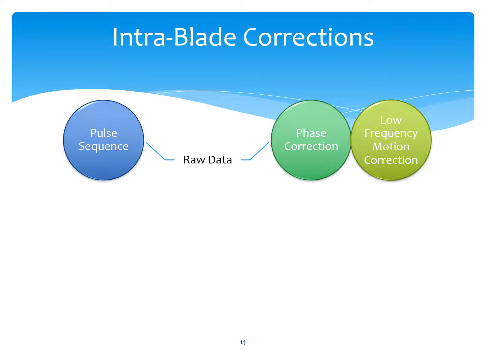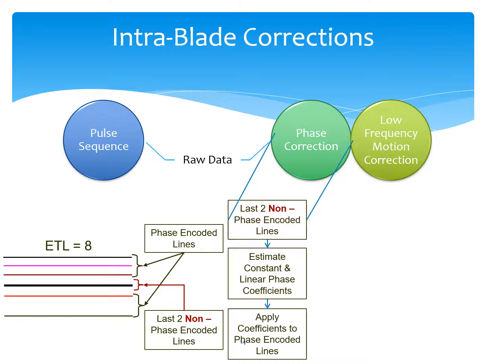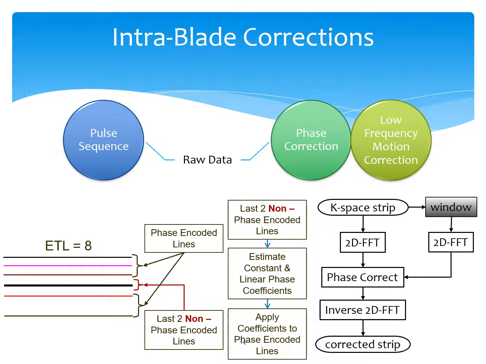The intra-blade phase errors can be estimated and corrected in two steps. The first one is part of the pulse sequence, followed by the reconstruction mechanism. In the pulse sequence, two additional spin echoes in the echo train are acquired that are not phase encoded. The constant and the linear phase obtained from the non-phase encoded lines are estimated and used in the phase encoded lines for correction. Any low frequency motion is corrected using a typical propeller style K-space correction, where the K-space blade is compared against a windowed version of this blade, and the difference is corrected for in the final blade to be used.